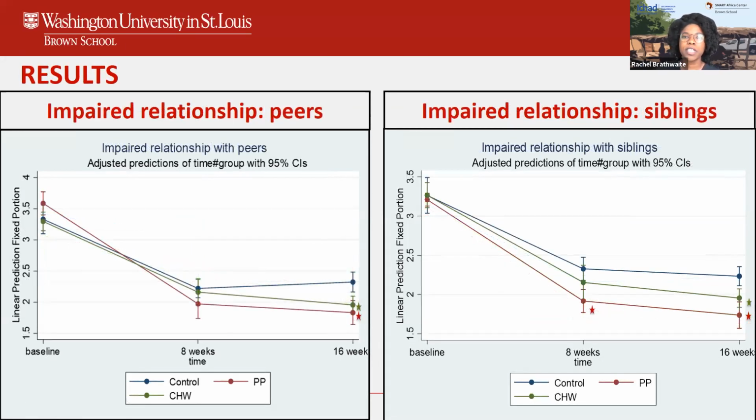So as I mentioned, we looked specifically at how children's behavior was affecting their relationships with their peers. At the end of the intervention, in both intervention groups, children's behavior did not significantly affect their relationships with their peers compared to the control condition. And for siblings, at the end of the 16 weeks, both intervention arms were doing significantly better than the control condition. Next slide, please.